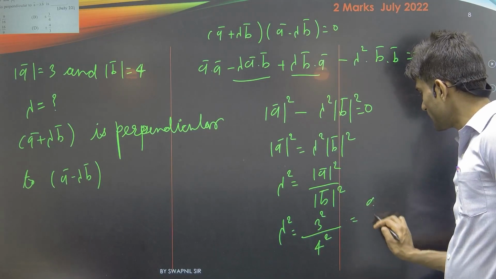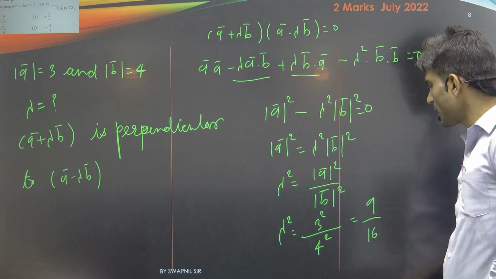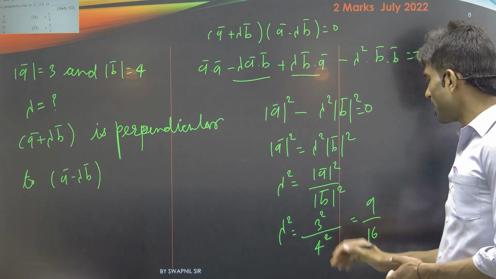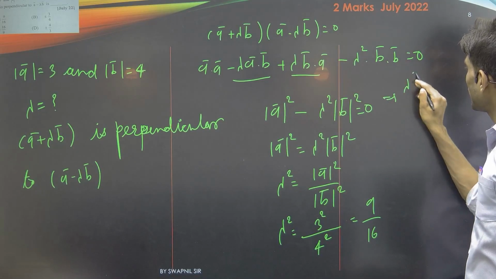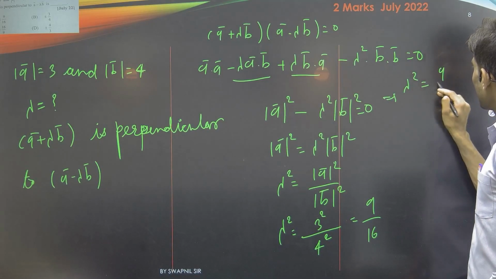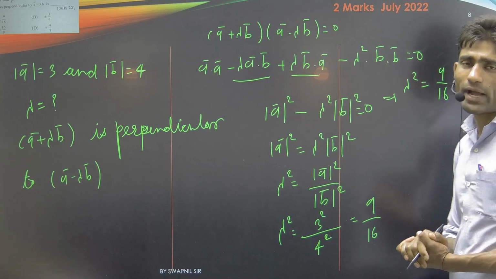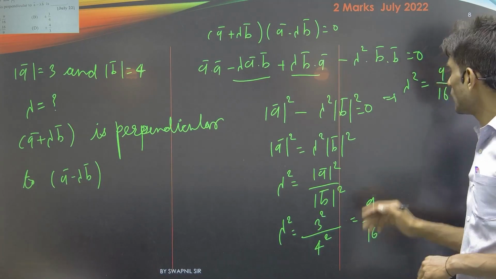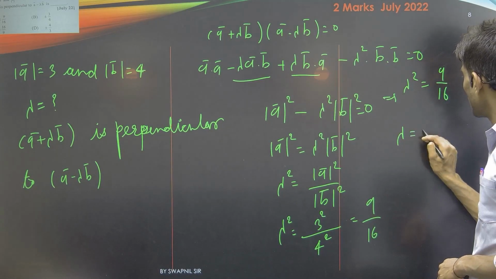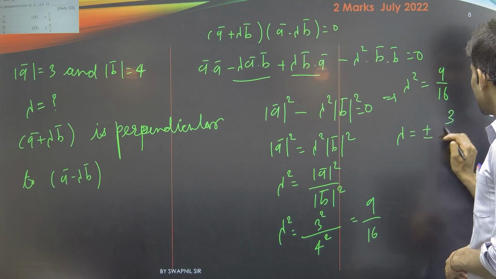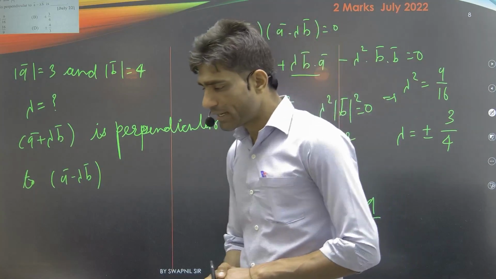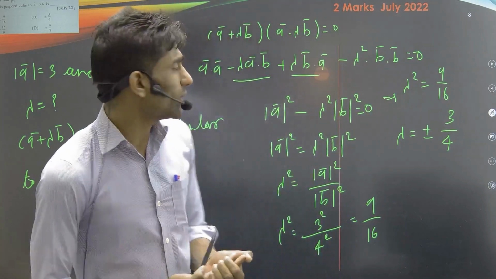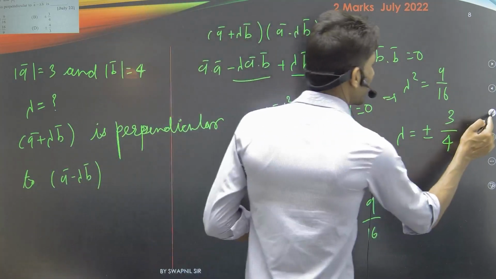So 3 square is 9, 4 square is 16. So lambda square is equal to 9 by 16, we have the value here. Now find the square root from both sides. So we'll get lambda equal to plus minus 3 divided by 4, which is our required answer for our example.